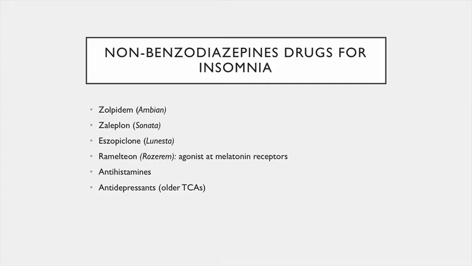Ambien, zolpidem, has a relatively quick onset of about 30 minutes, and it has a duration of action of about 5 hours, right? So if somebody's waking up at 3 o'clock in the morning and not able to go back to sleep, this wouldn't be the best drug for them. If somebody's having a hard time falling asleep, though, this is okay, right? So it helps them to go to sleep pretty quickly.